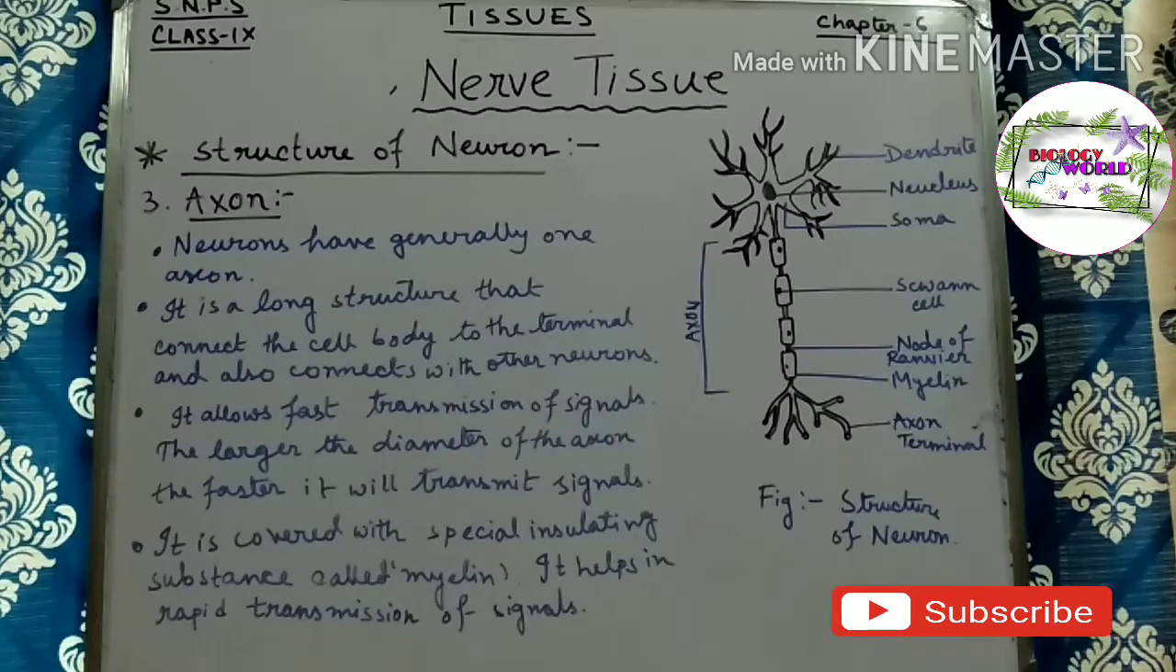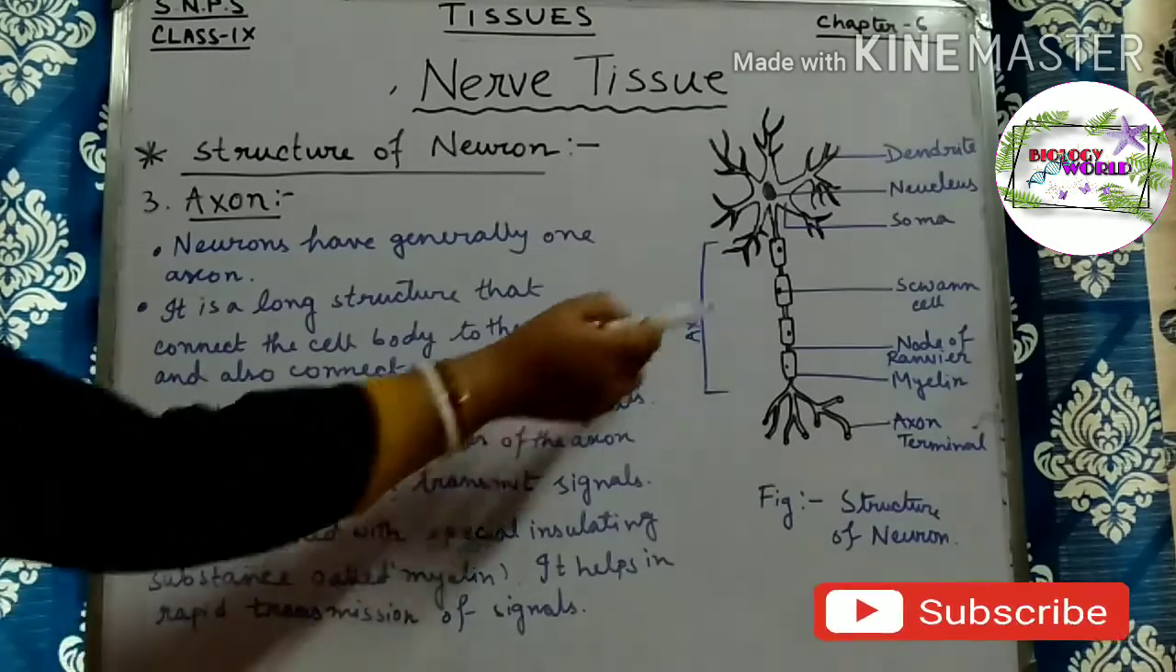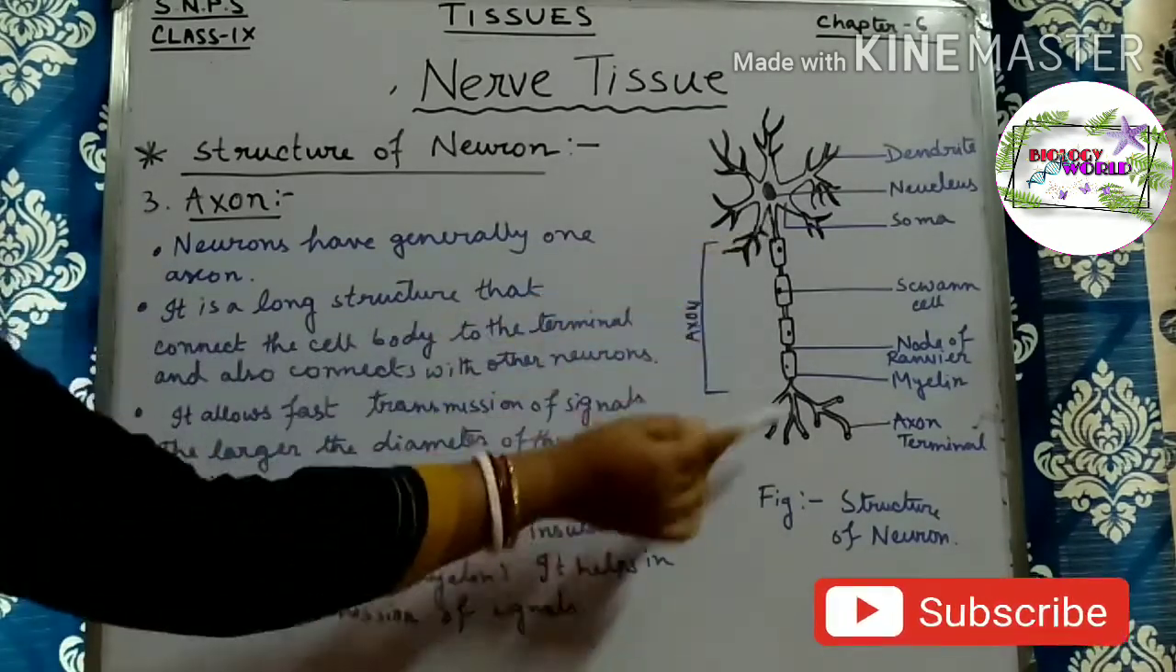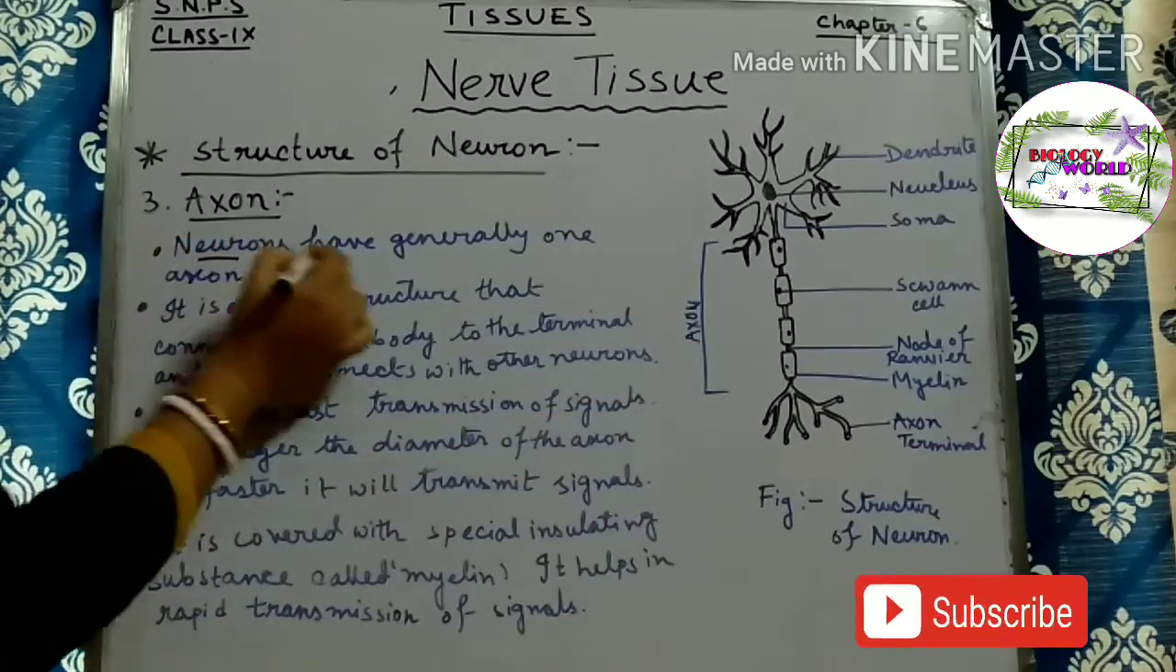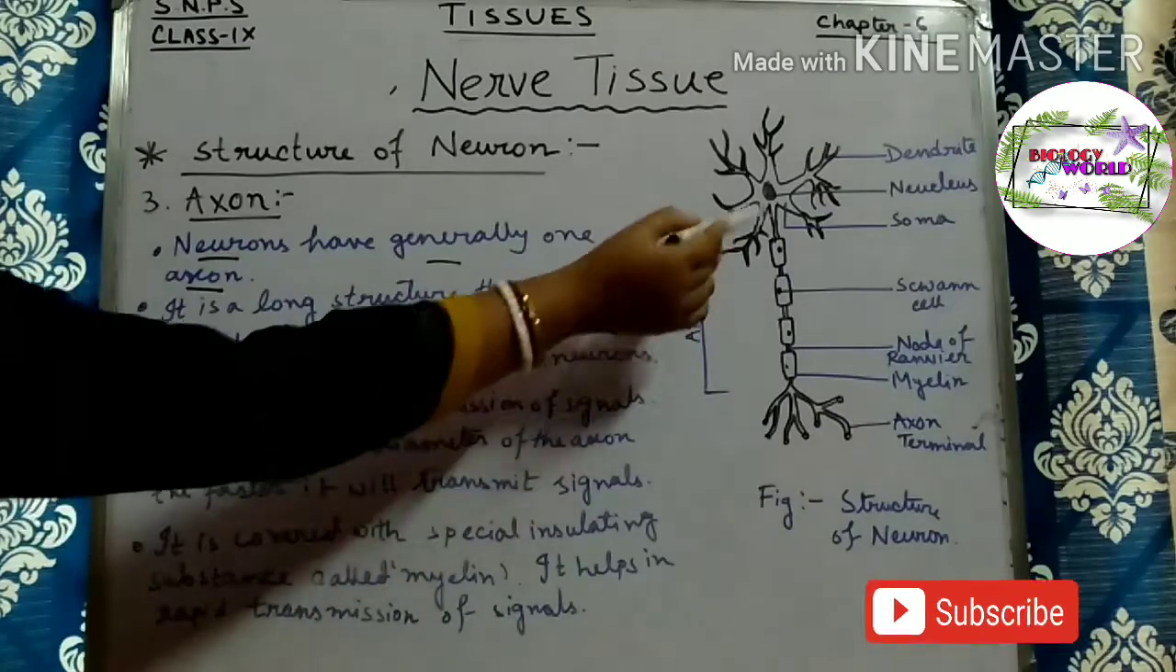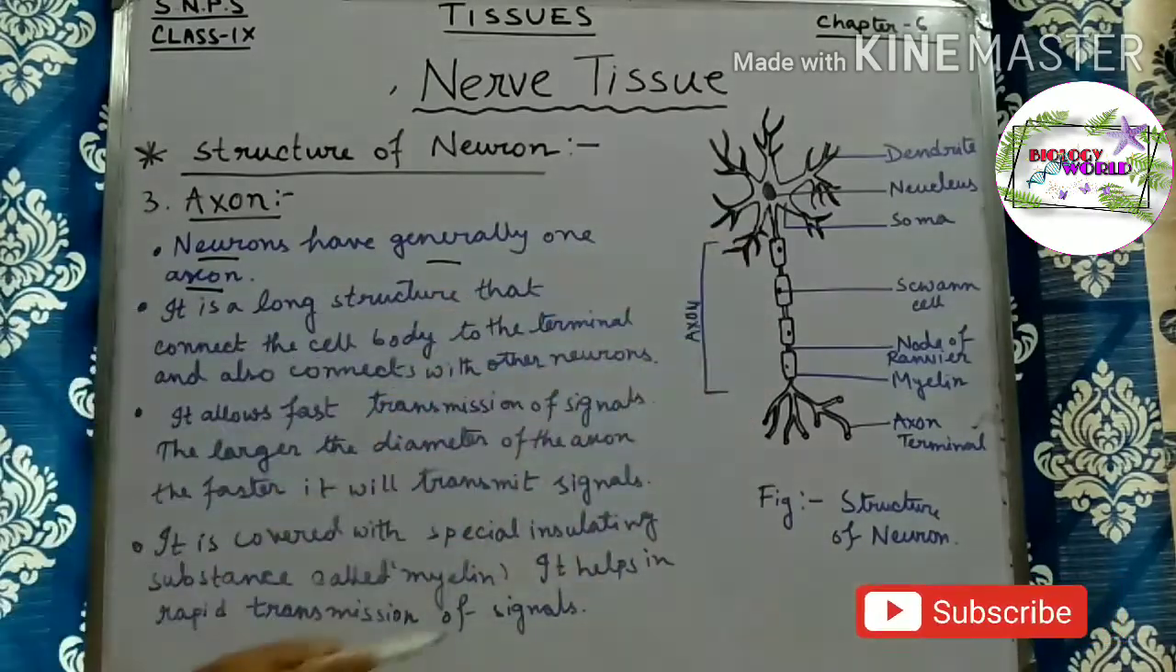Now the next part, that is axon. So which one is axon? From this to this part is known as axon. Neurons have generally one axon. Here you can see that one axon is present here.